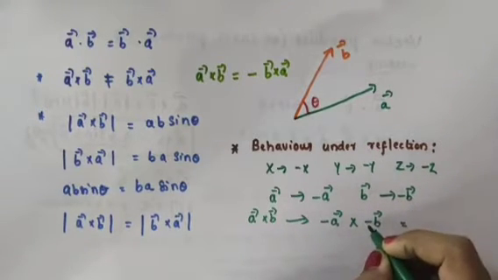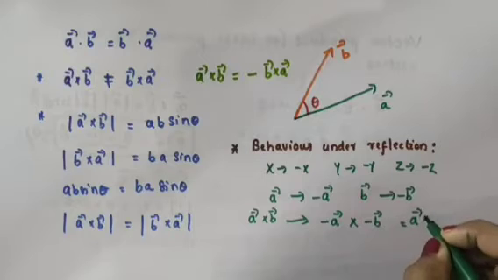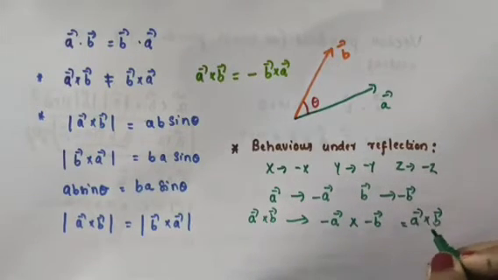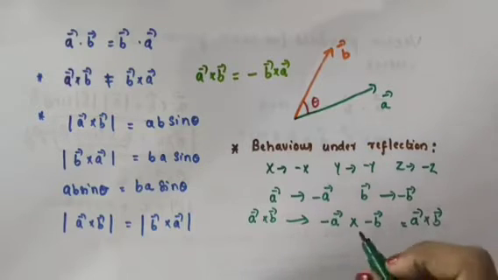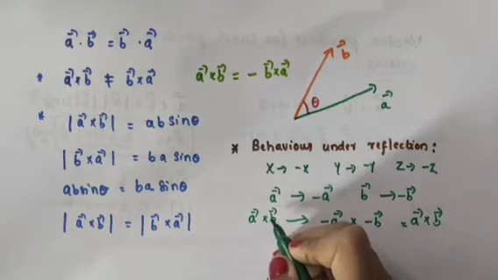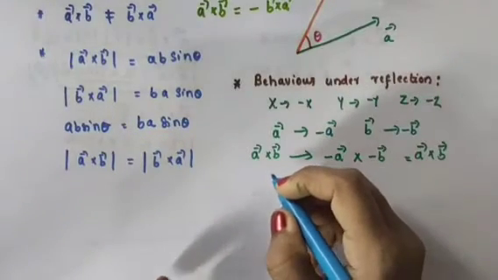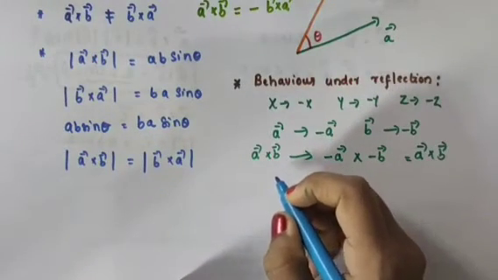So minus into minus becomes plus. So this becomes A vector cross B vector. In the mirror image, A cross B will be equal. Okay, fine. Let us go for the next property.